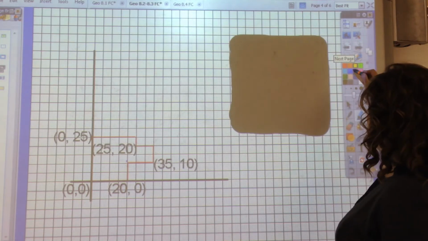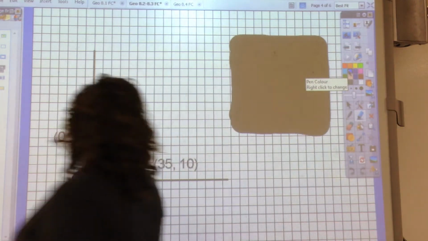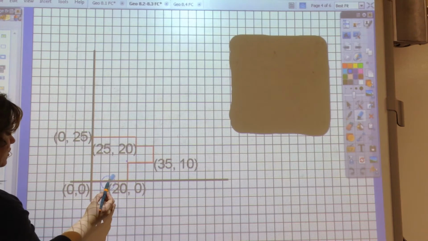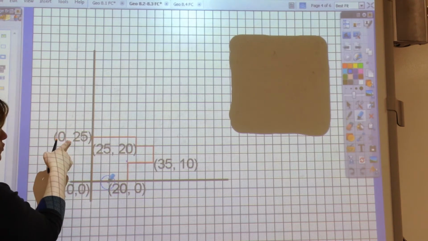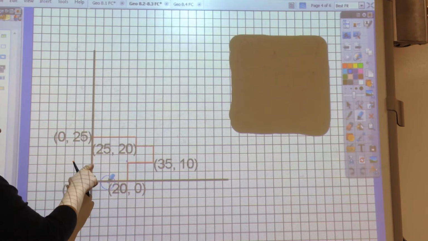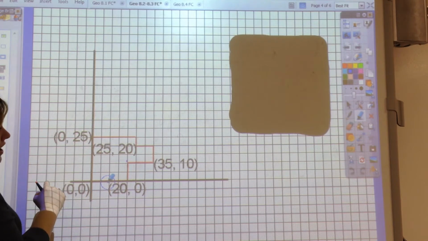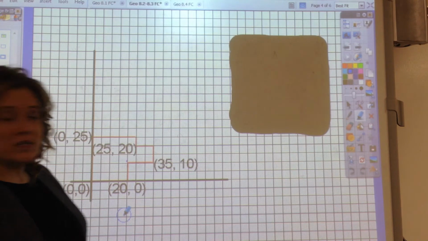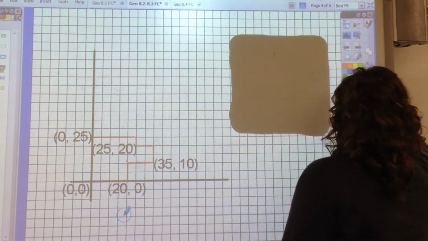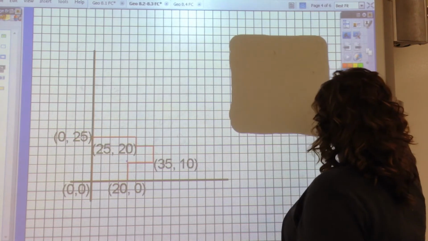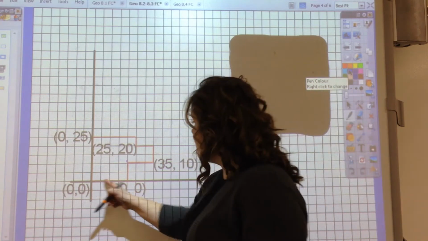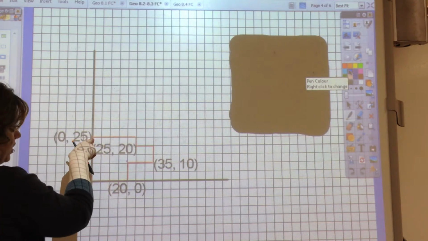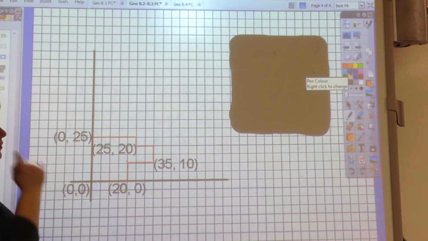So for example, if I look right here, I could easily find my perimeter. If this point is 0, 25, that means I'm going up by units of 5 on y. This point right here is 20, 0, which means I'm going over by units of 5 on my x value. So if I want to find my perimeter here, let's first talk about perimeter, then let's talk about area.